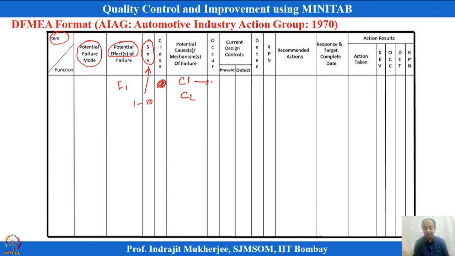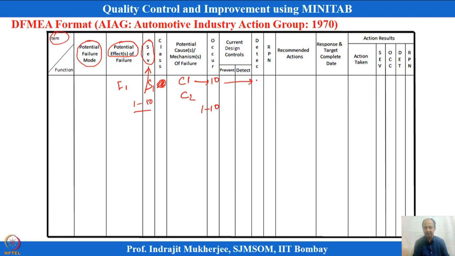If this type of cause occurs very frequently, we can give it a rating of 10. So here also a rating of 1 to 10 will be used. Then, is there any way to detect these causes? Again, detection will be given for every cause. So the severity of the failure mode will be written over here, on a scale of 1 to 10, then the occurrence of each of these causes will be given, and detection.